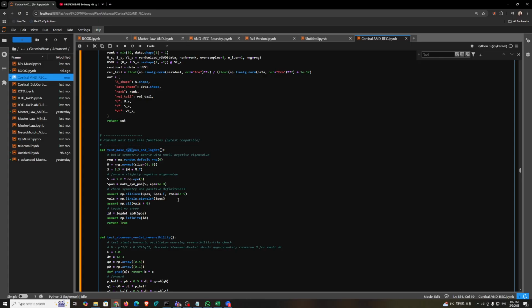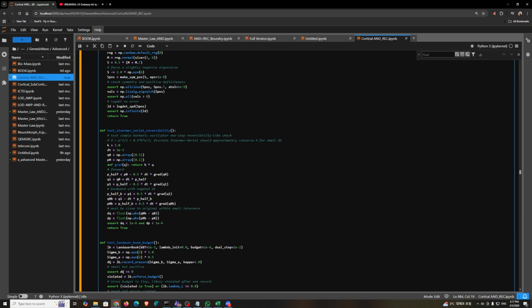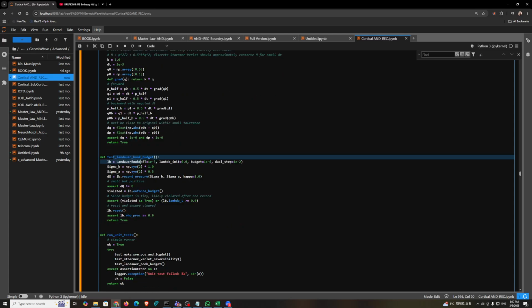Then test Stormer-Verlet reversibility. Here we're checking that the core integration method for fast dynamics, the Stormer-Verlet, approximately conserves energy in a simplified scenario, which is the hallmark for symplectic integrators, and it is crucial for stable, physically reliable simulations. Then you've got the test Landauer budget down here. It verifies that the Landauer book is correctly tracking the metabolic costs, and it's enforcing its budget. It's ensuring the energy efficiency mechanisms are working as they're intended.